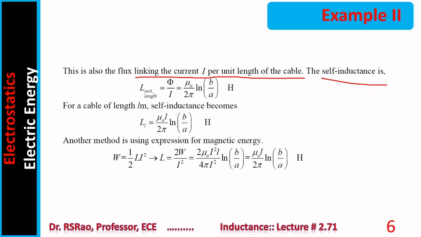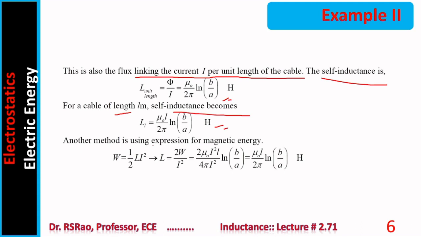The self-inductance L per unit length is phi by I, which is mu naught by 2 pi natural logarithm b by a. For a cable of length l meters, this is per unit length, for l meters it becomes mu naught l by 2 pi natural logarithm b by a.